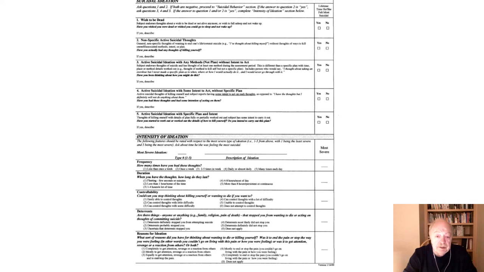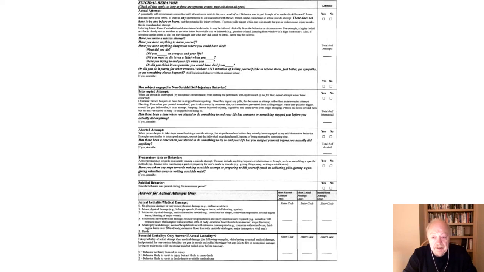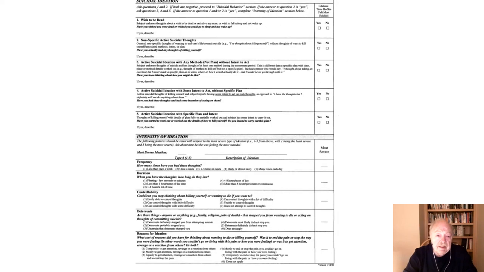And if they say no to the first 2, then you jump down to the next page to suicidal behavior. If they say yes to either one, then you go further down, as you can see, question 3, question 4, and so on. So it's scripted. It gives you the exact way that you might ask these questions. Where do you jump to with a yes or a no?